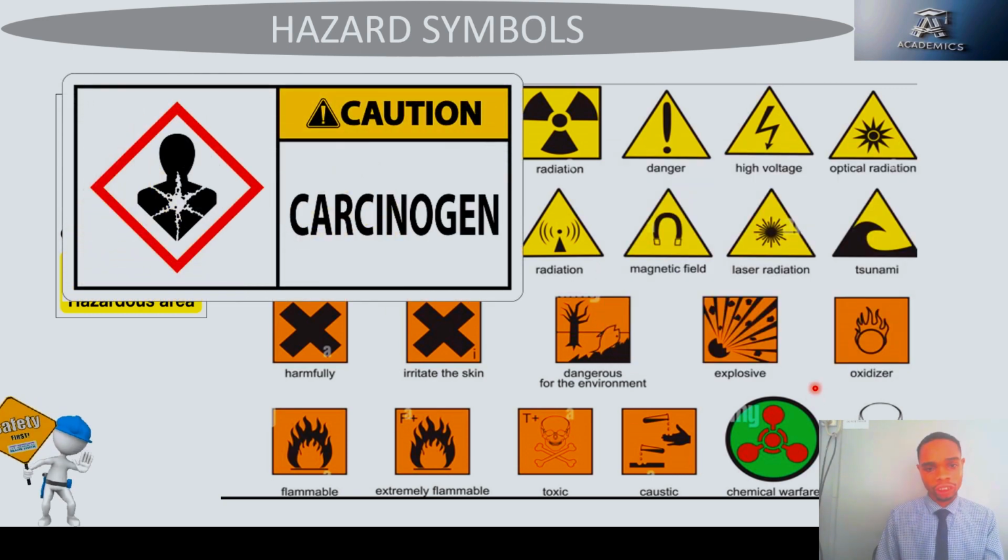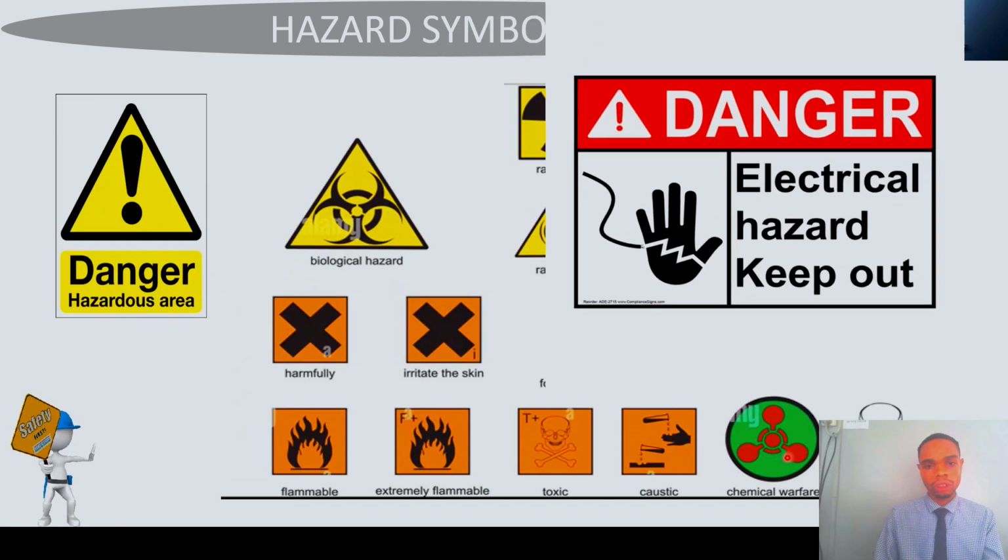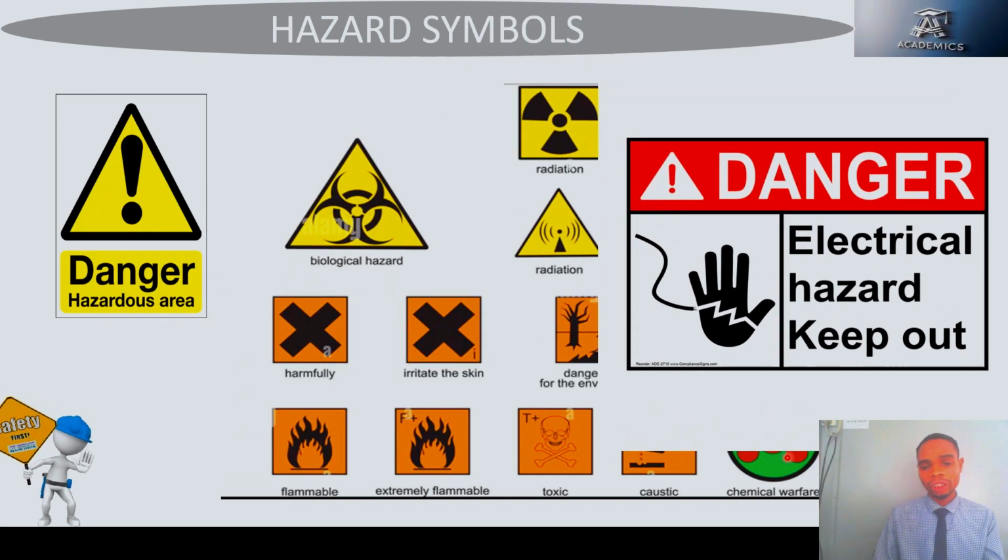So we have carcinogenic, which means it can cause serious health issues. When you see something like it, it means that the material has the potential to cause serious health issues, so you have to be very careful. Electrical hazard means don't touch the material. That is, don't touch a naked wire with your bare hand. You know what it will lead to: shocking, and it can also lead to death. So you have to be very careful when you are working in the laboratory.